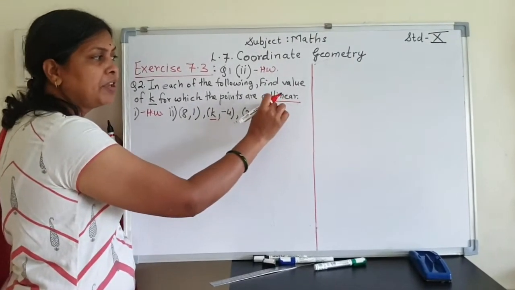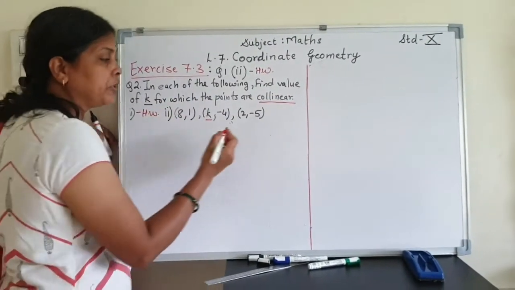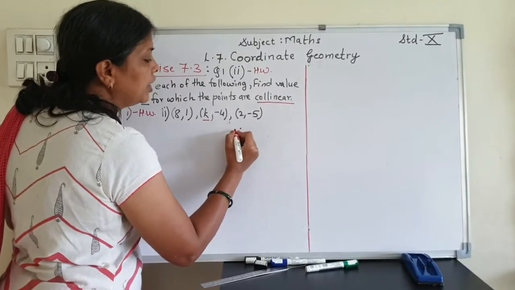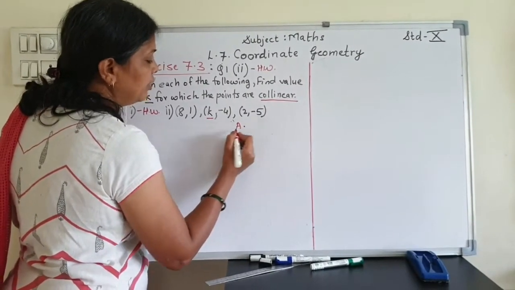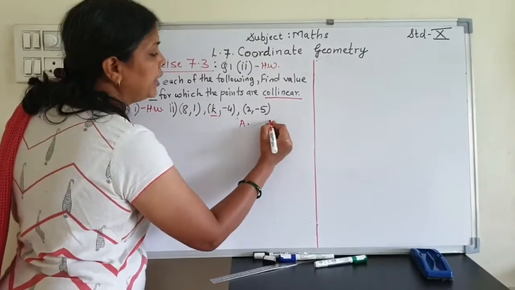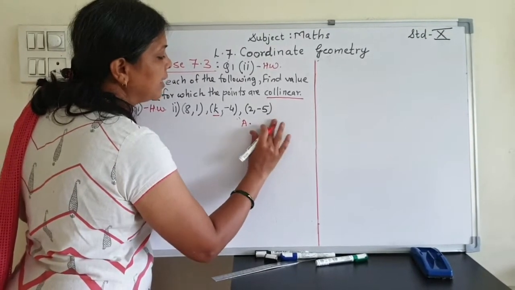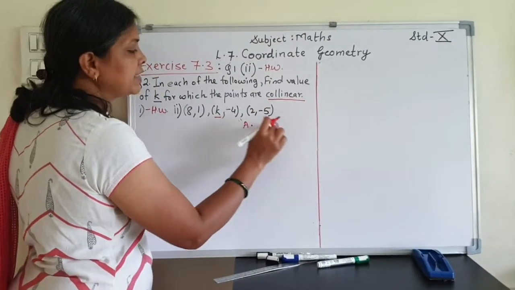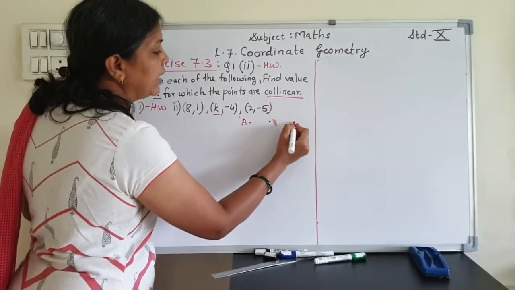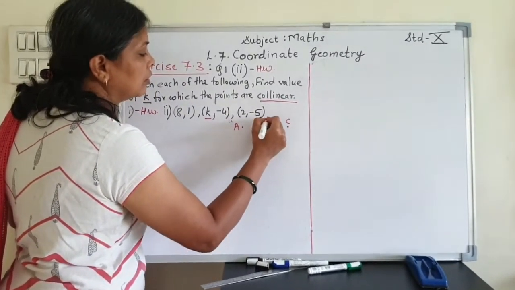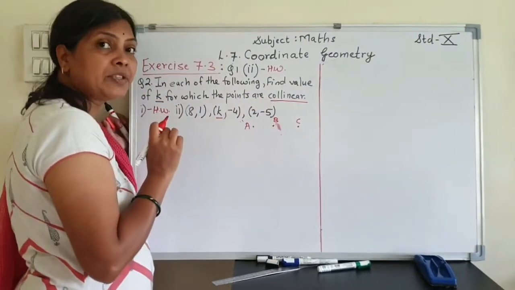Now first they have given us that they are collinear points. What does it mean by collinear points? If we take this as A with coordinates 8, 1, B with coordinates k, minus 4 and C with coordinates 2, minus 5.